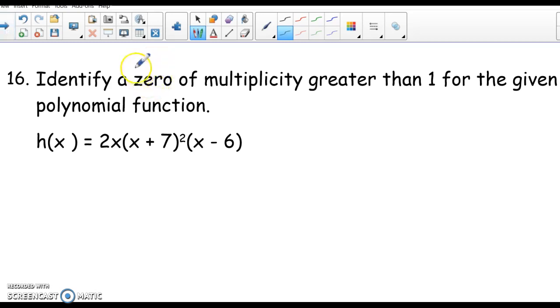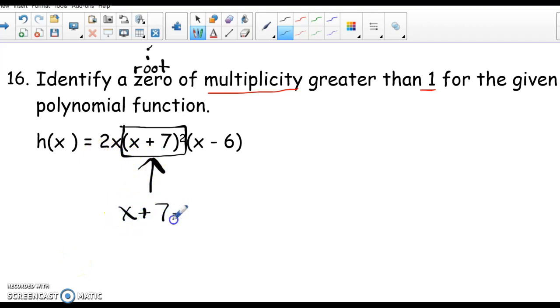Identify a 0. Again, a 0 is a root, a solution, an x-intercept. Keep going. Something that has a multiplicity greater than 1. So that's written one time. That has a multiplicity of 1. That's written with an exponent. So that's a 1. That's a multiplicity of 1. This has a multiplicity that's greater than 1. So this is the root that has a multiplicity greater than 1. Set it equal to 0. Solve for your variable. So x equals -7 is a root that has a multiplicity greater than 1.